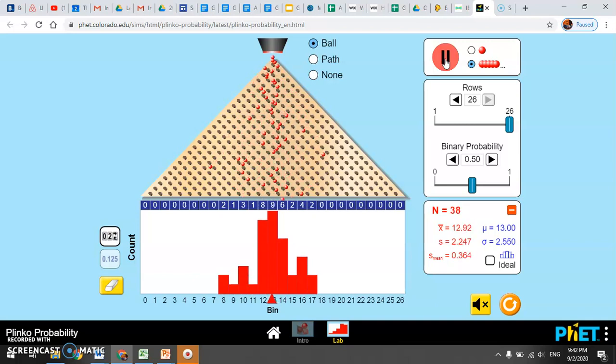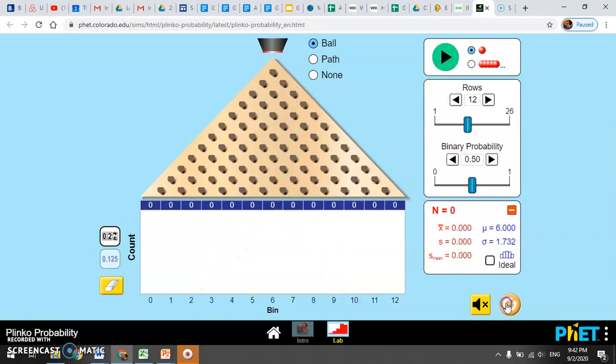See, most of them are staying to the middle because they're going left, right, left, right, left, right. It's very infrequently that the ball goes left, left, left, left, or right, right, right, right. Okay, we can see the same distribution showing up here. It's going to be a bell curve shape. Pause that. Let me show you a couple more things.